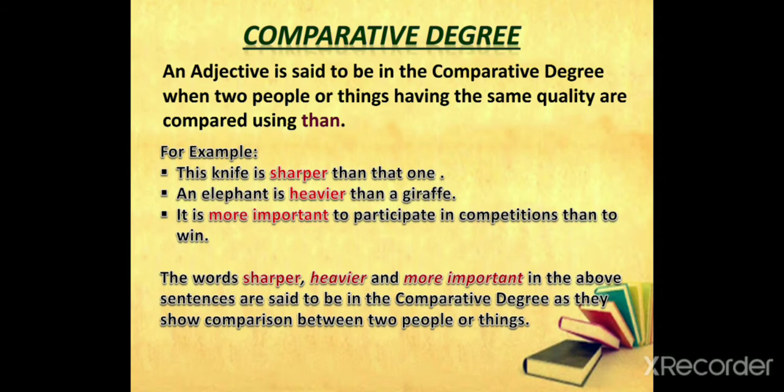Comparative degree. An adjective is said to be in the comparative degree when two people or things having the same quality are compared using than. For example, this knife is sharper than that one. An elephant is heavier than a giraffe. It is more important to participate in competitions than to win. The words sharper, heavier, and more important in the above sentences are said to be in the comparative degree as they show comparison between two people or things.